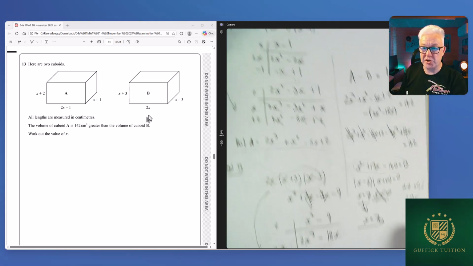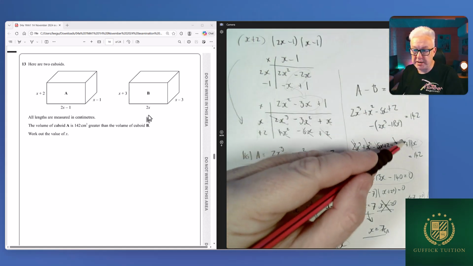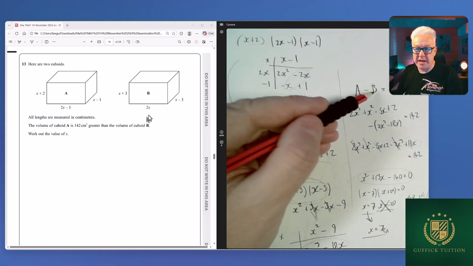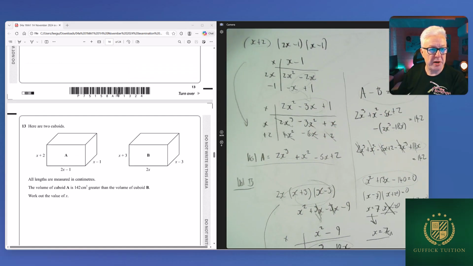Quite a tricky question. Lots of ways that students could go wrong there, I think. Not least of which these dropping signs here. The idea that that take away that equals 142. And there's lots of places you can make mistakes in that question.